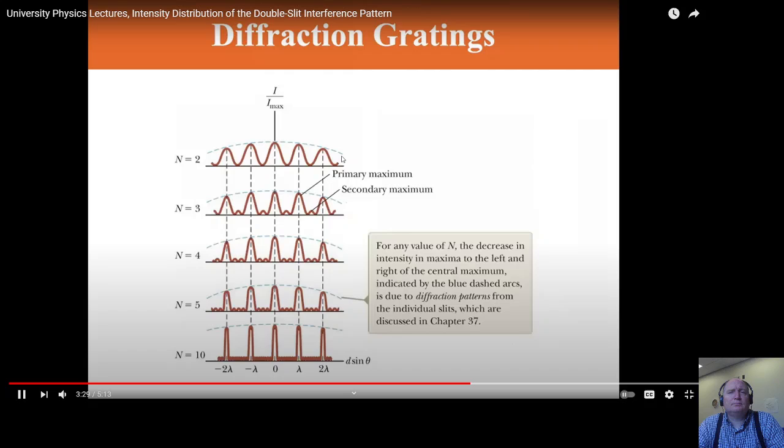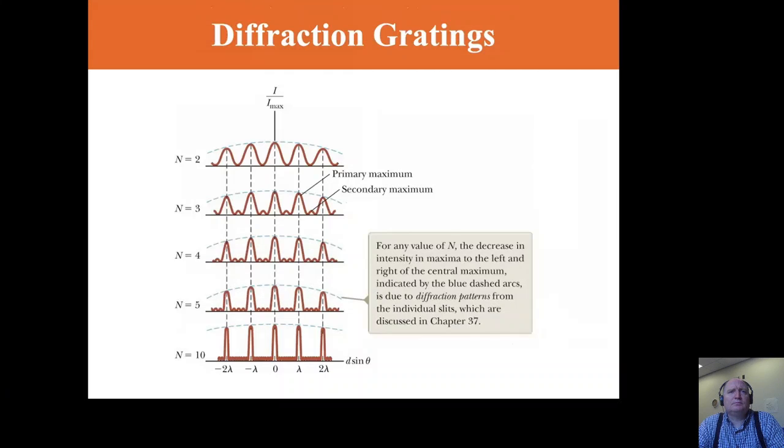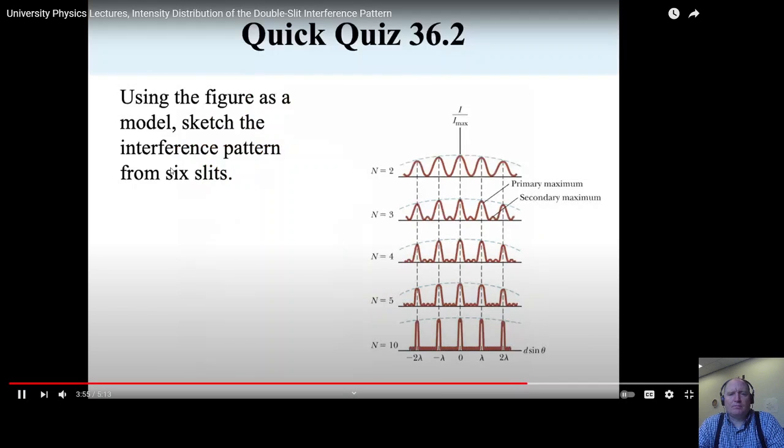From the individual slits, which are discussed in chapter 37. So it's not part of this. So, the next chapter. Primary maximum and a secondary maximum. And you can see as n increases, you get many more secondary maximums. Here it just looks like a broad line for n equal 10, but you can see there's a lot of different secondary maximums.